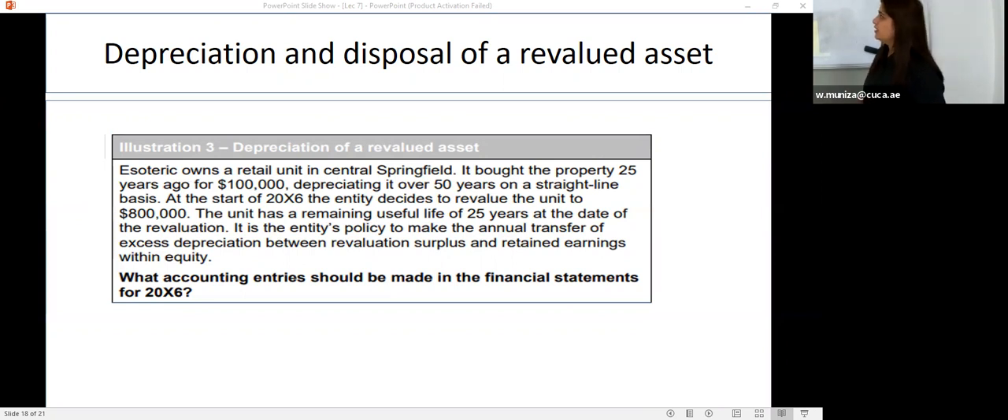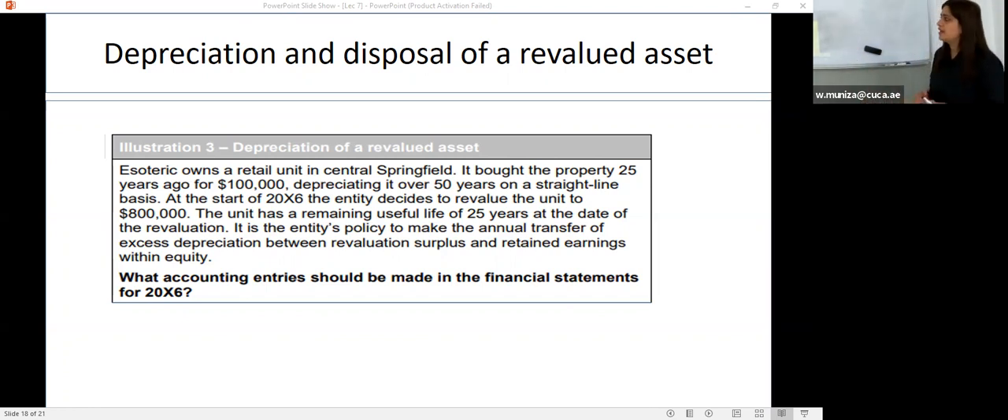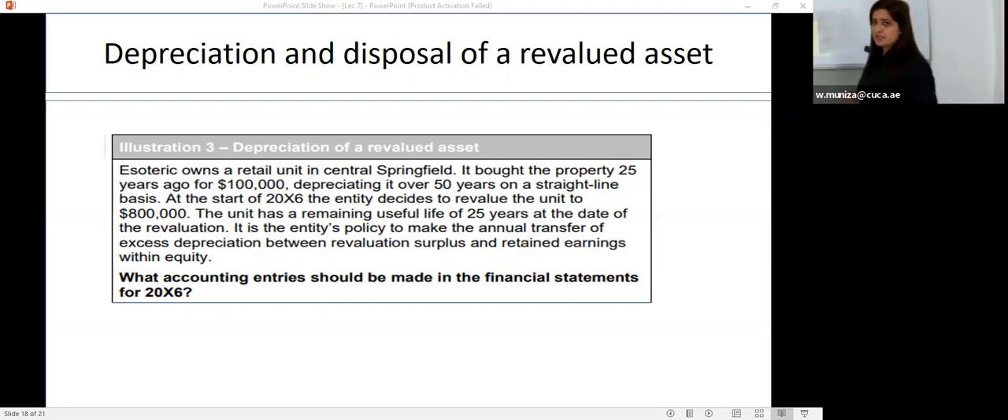Esoteric owns a retail unit in Central Springfield. It bought the property 25 years ago for 100,000, depreciating it over 50 years on the straight line basis. At the start of 2006, the entity decides to revalue the unit to 800,000. The unit has a remaining useful life of 25 years at the date of the revaluation. It is the entity's policy to make the annual transfer of excess depreciation between revaluation surplus and retained earnings within the equity. Now you have to calculate the excess charge of depreciation and then pass an accounting entry to transfer it from the revaluation surplus to the retained earnings.